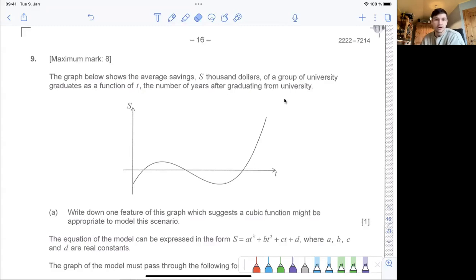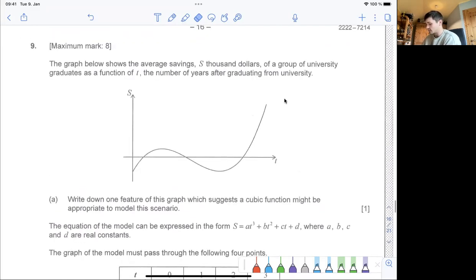Question 9. The graph below shows the average savings, in $1,000, of a group of university graduates as a function of T, the number of years after graduating from university. Part A asks, write down one feature of this graph which suggests a cubic function might be appropriate to model this scenario. Okay, so we have a few features that we could use to suggest that this is a cubic function. We only need to state one though.